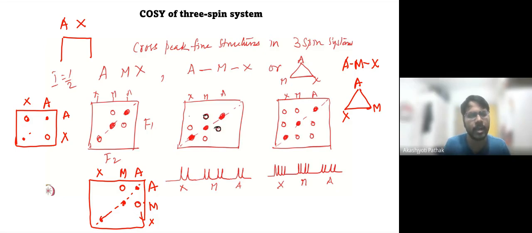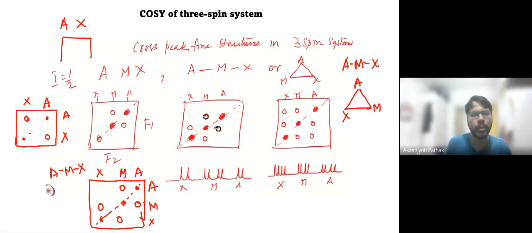Now A is not coupled to X, isn't it? A is not coupled to X. M is coupled to X. So you will not have a cross peak here. But now if you move further, M is coupled to X, so you will have a cross peak here. And X is coupled to M, so you will have a cross peak here. So this is how your 2D COSY of a linearly coupled AMX three-spin system will look.